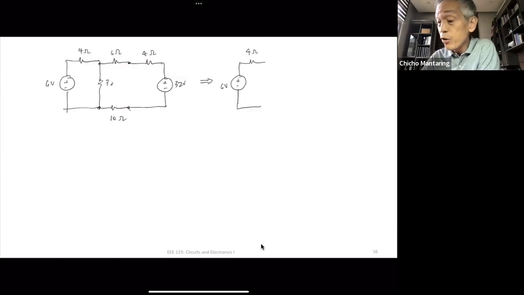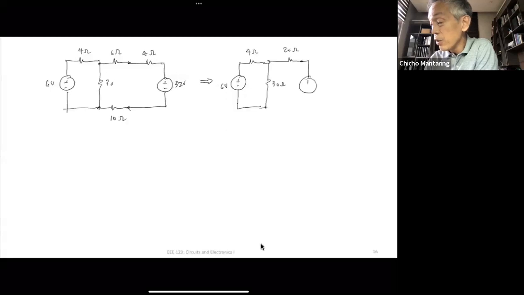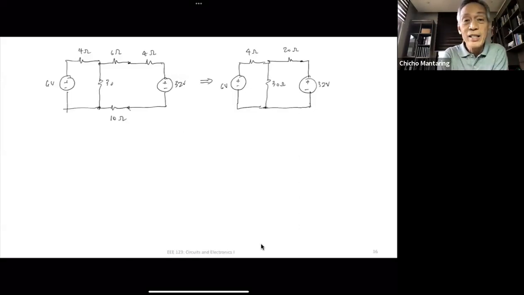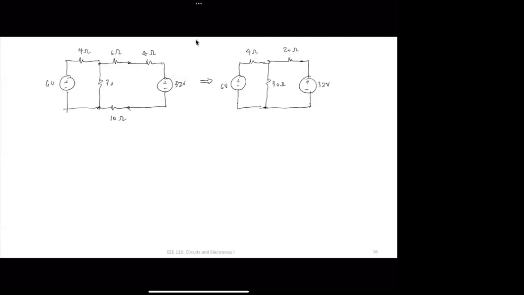And therefore I can actually combine these three, no? This, and this. That's actually 20 ohms. So here I have 30 ohms, and now here I have 20 ohms, and then my 32 volts. Okay. What can I do next? I think you should be able to see a pattern now, no? What can I do next?